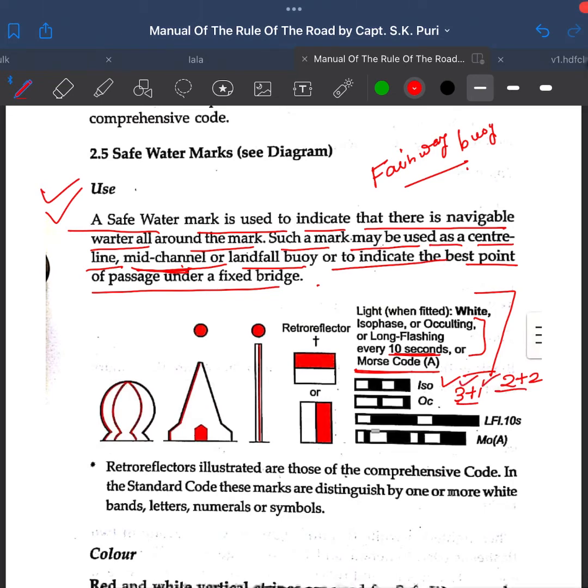Next is long flashing for 10 seconds. There will be one long flash, then a 10-second gap of darkness, then again a long flash. Understood? 4 to 6 seconds. Morse code A, what is that? Dit-dah: one short flash, then a long flash, then darkness, and then the same will continue.